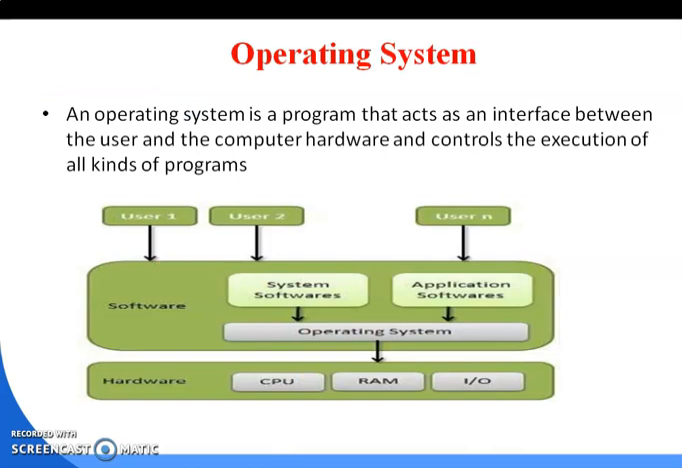Next is the operating system. What is an operating system? First thing, an operating system is a system software. Next, an operating system is a program that acts as an interface between the user and the computer hardware and controls the execution of all kinds of programs. Sometimes it is also known as the resource manager. It acts as an interface between the user and the internal components of the computer system.